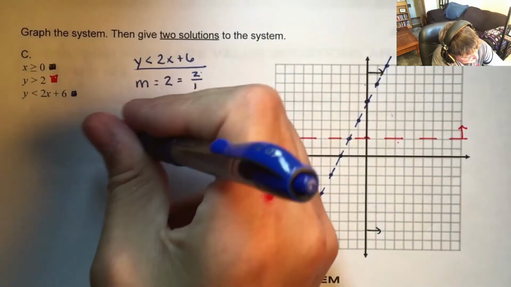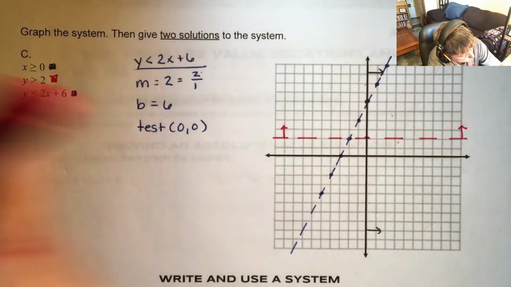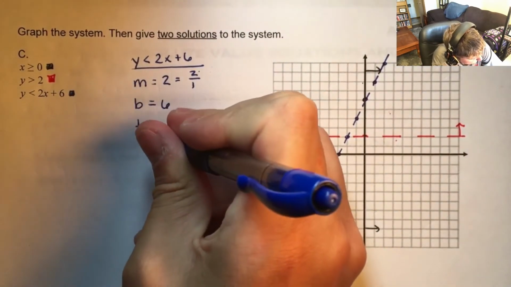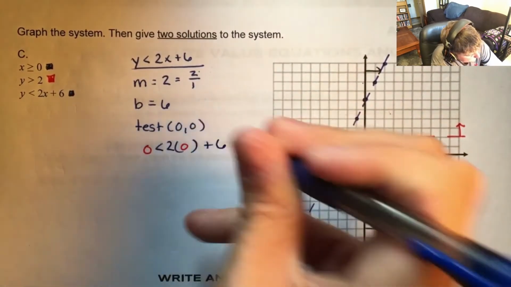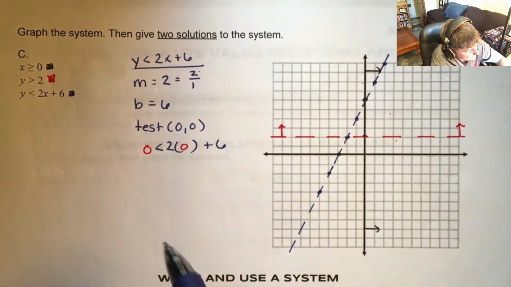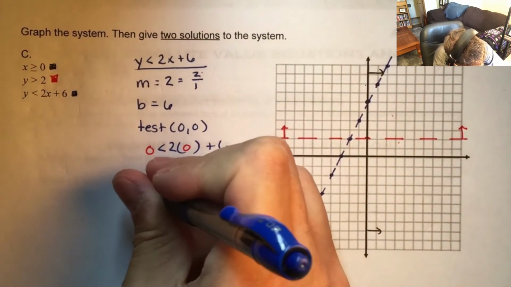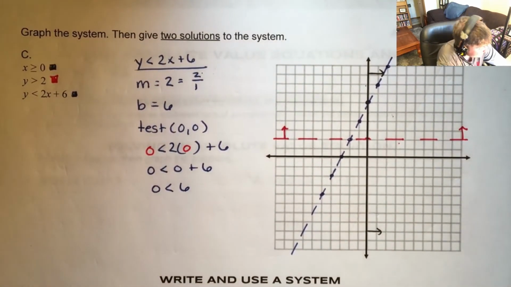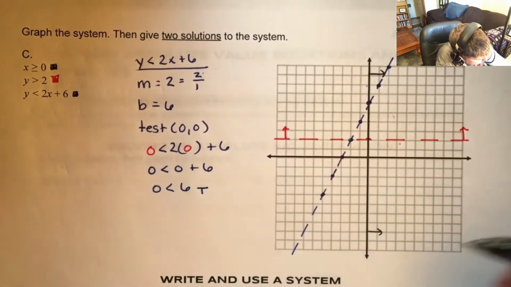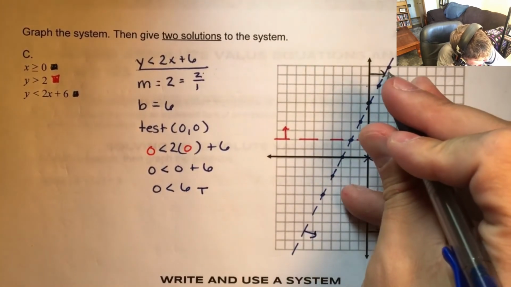Okay, so we have to test 0, 0, meaning that my y value is 0, my x value is 0. So I'm replacing y with 0 and x with 0. So this is 0 is less than 0 plus 6, which is 0 is less than 6. Well, that's true, right? That's true. So that means the side with 0, 0 on it, which is to the right of the blue line, is where we want to shade.